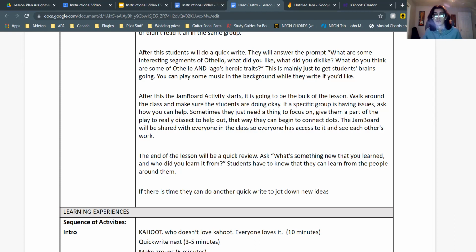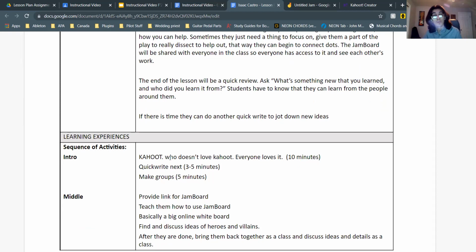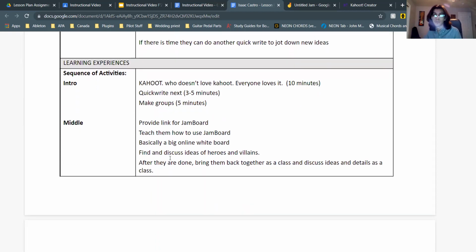Let's ask students what they learned and who they learned it from, because it's important that they know that they can learn things from their peers as well, not just the teacher or a principal or an administrator or themselves or a parent. There's people around them all the time that can teach them new things and gain new perspectives on things. If there's time, they could do another quick write, but that's not necessary if there's not.